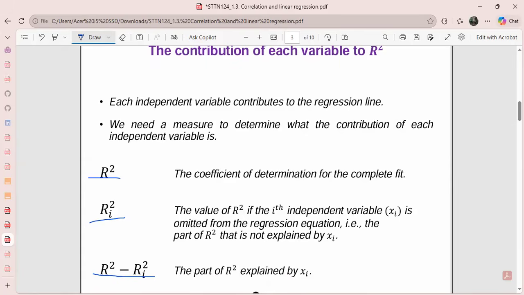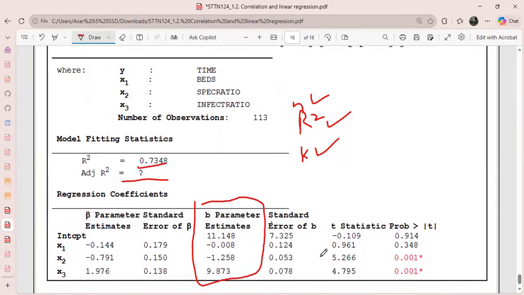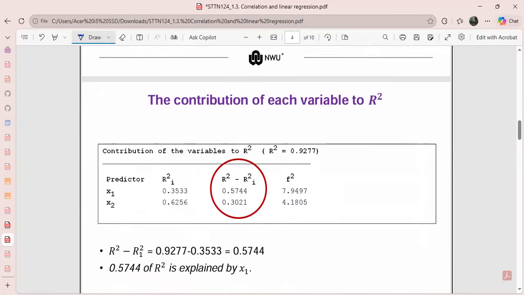Now, how do you see this? If you are given a question, the part that I'm talking about is not here, because this multiple regression output, 1.2, is not complete. I'll show you the one that I'm talking about. To get the contribution to R squared, you remember this part, R squared minus R squared i. That's the contribution to R squared. They can ask which variable contributes the most to R squared, which variable contributes the least to R squared, something like that. I'm going to show you how to find that.